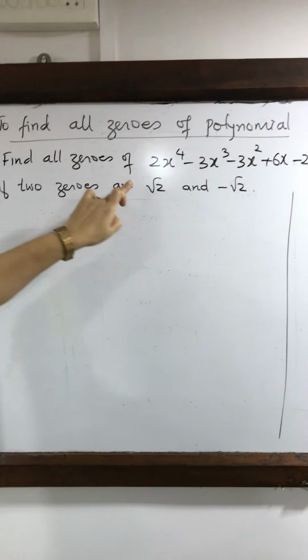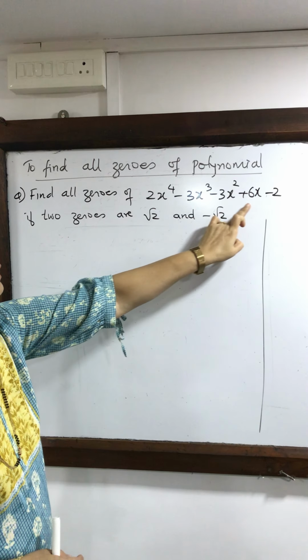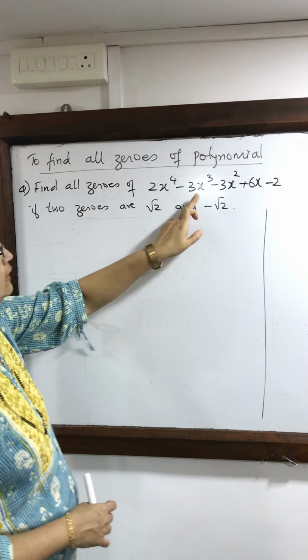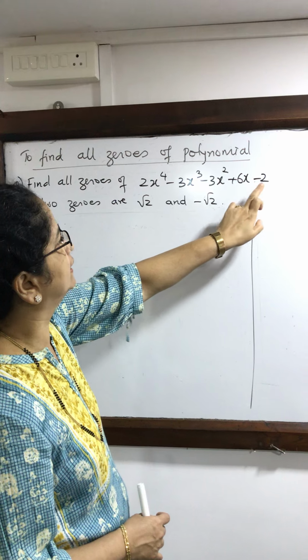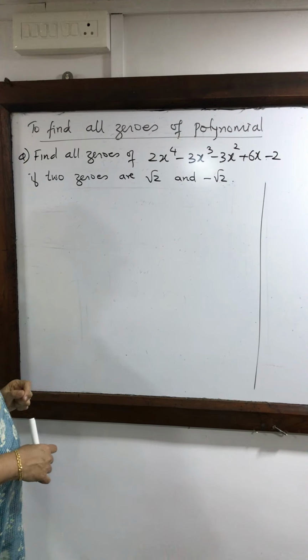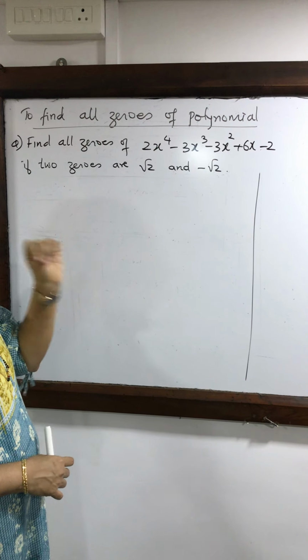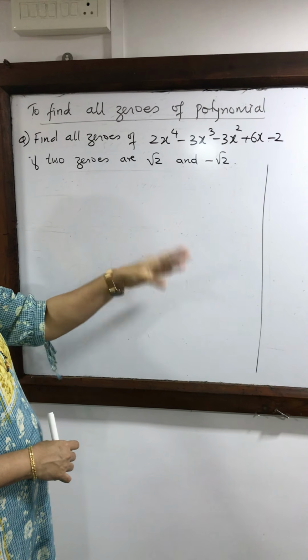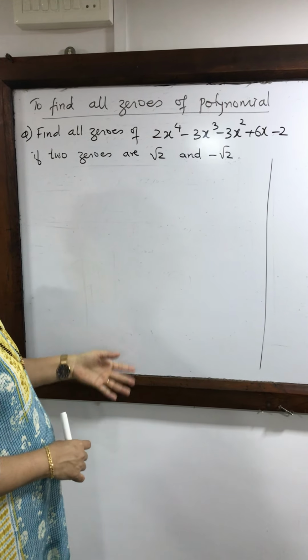Find all zeros of this polynomial, that is 2x raised to 4 minus 3x cubed minus 3x squared plus 6x minus 2. Now here the degree of the polynomial is 4, so we have to get maximum 4 zeros. It could be 3, it could be 2, it could be 1, or there could be no zeros also.